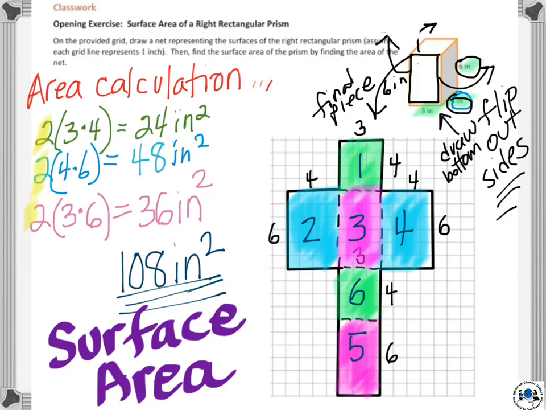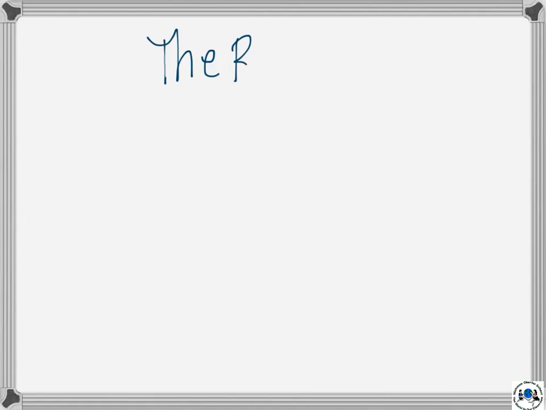So again, we've taken this 3-dimensional object, we've imagined it in 2 dimensions by flipping it down. Again, if you tried this by yourself, your net might have looked different, but as long as it was able to be folded into a 3-dimensional rectangular prism, it's fine.